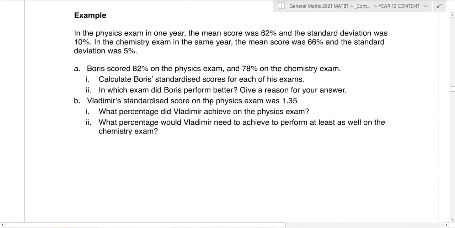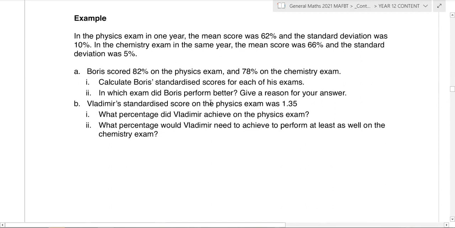Okay, let's get into some examples to make sense of this. In a physics exam in one year, the mean score was 62%. These numbers are going to be important. I'm going to highlight and put symbols above what they mean. This is just for physics. The mean score was 62 and the standard deviation was 10. So this is the standard deviation, that symbol.